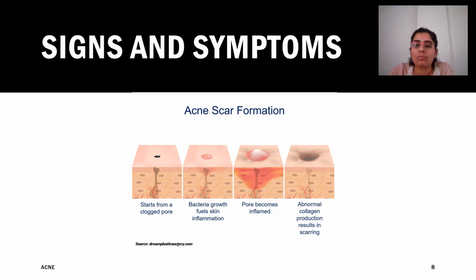In our body, with respect to collagen, we have two enzymes called metalloproteinases and metalloproteinase inhibitors. And depending on the level of these enzymes, we could have either matrix metalloproteinases, which break down this collagen and cause atrophic scars, or matrix metalloproteinase inhibitors, which prevent this breakdown, and accordingly you have those kind of scars. So the scars basically begin from that clogged pore, and then they become inflamed, and then you have abnormal collagen that finally results in the scarring.